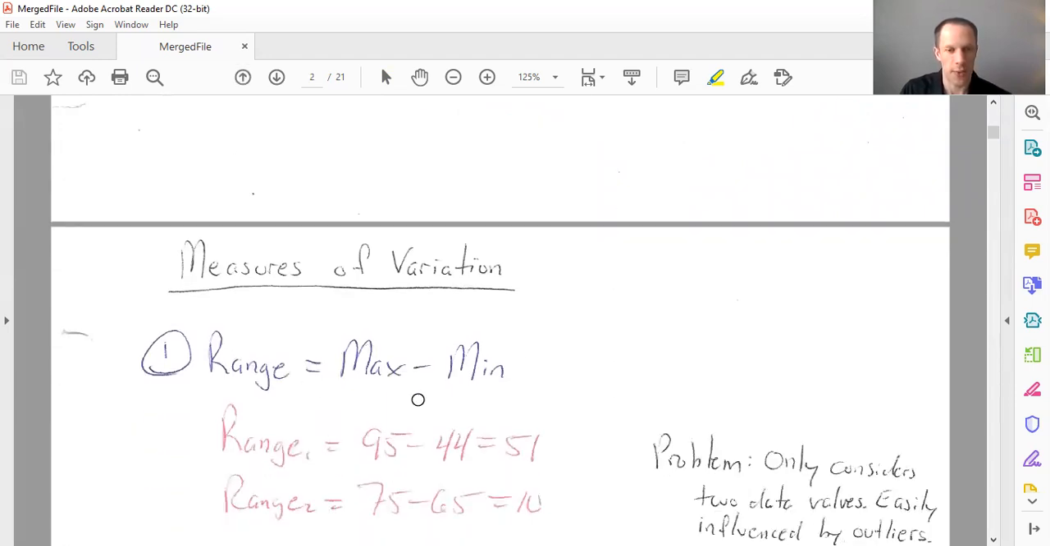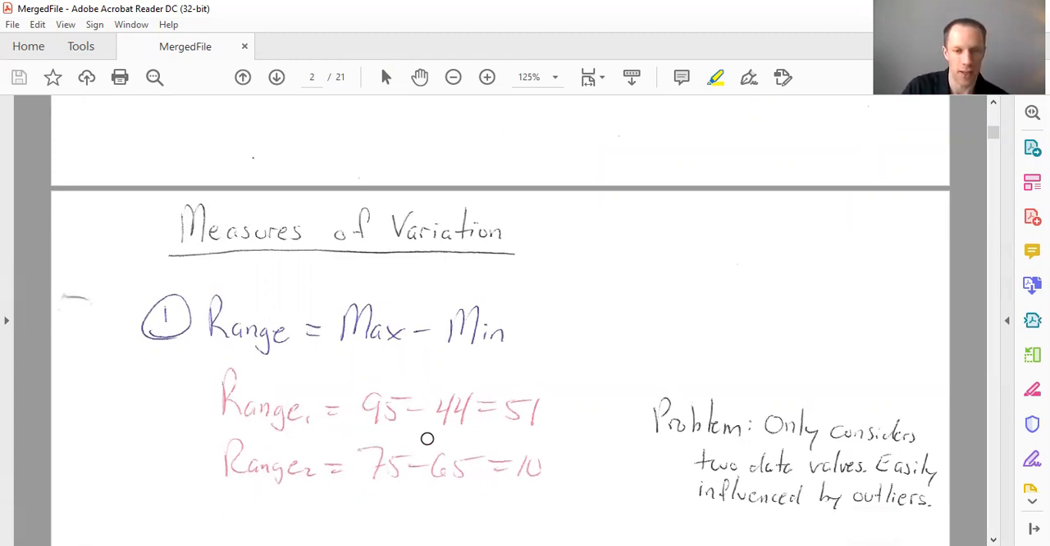Okay, the first way is with the range. The range is a very quick and easy calculation. It's just the maximum minus the minimum. You can see for data set 1, the maximum was 95, the minimum was 44. Subtract, you get 51. For data set 2, the maximum was 75, the minimum was 65. Subtract, you get 10.